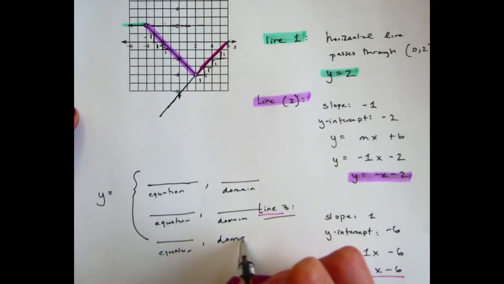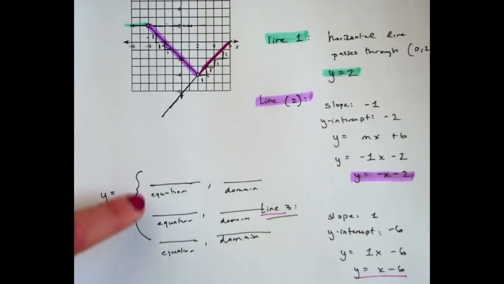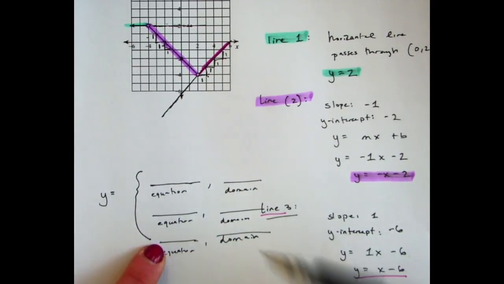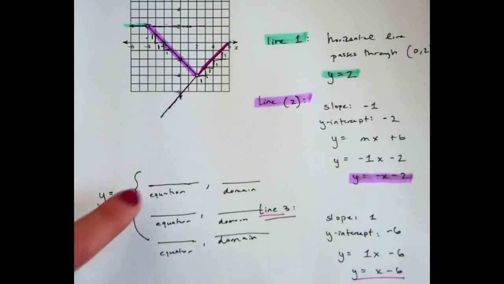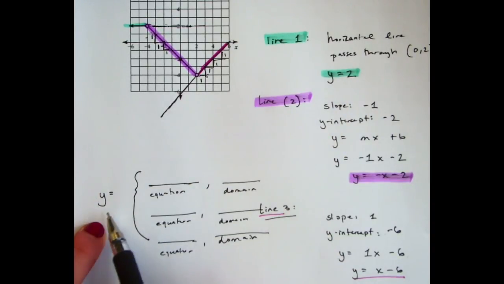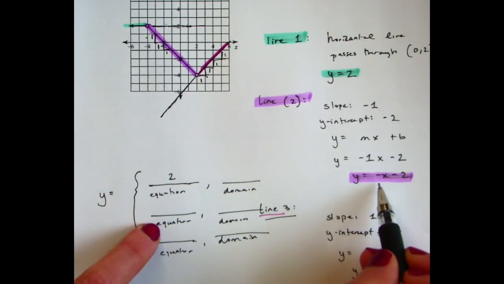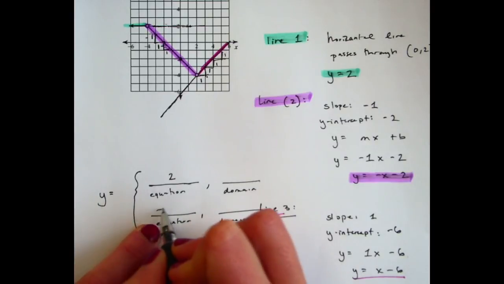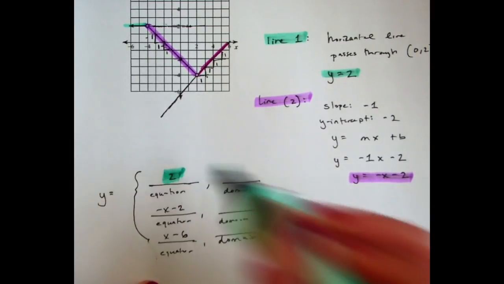and I knew that this is going to have 3 pieces to the rule because I have 3 lines. My first equation is y equals 2. Since I already have a y over here, I don't need to double y, so I can just call that 2. My second equation is negative x minus 2. My third equation is x minus 6. So those just came directly from the work I just did to find those linear equations.